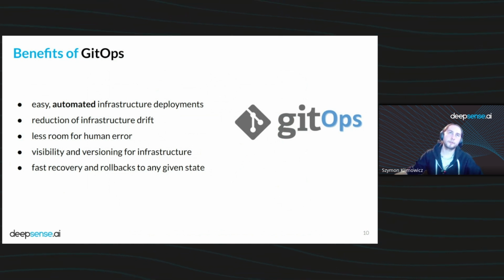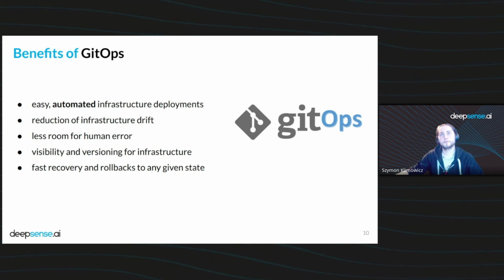To summarize, what are the benefits of GitOps? We have easy and automated infrastructure deployments. We have reduction of infrastructure drift. Because it's automated, we also have less room for human error, of course. And thanks to using Git, we have visibility and versioning for the infrastructure states that we are creating. And also we have fast recovery and rollbacks to any of those given states.